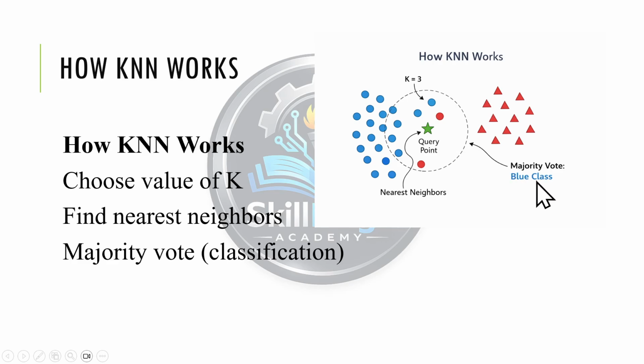We check which class appears more among the neighbors. So we see that there are 2 blue points and 1 red. So majority voting will go to the blue class. So the model predicts the blue class for that point. Okay, you have understood this.